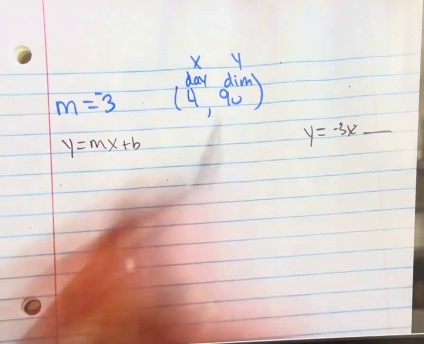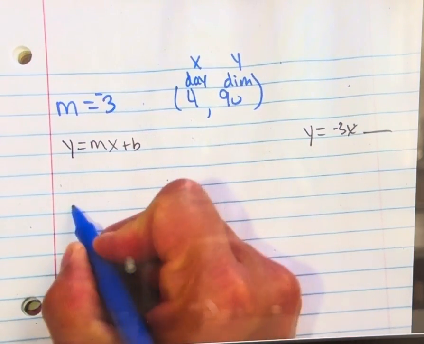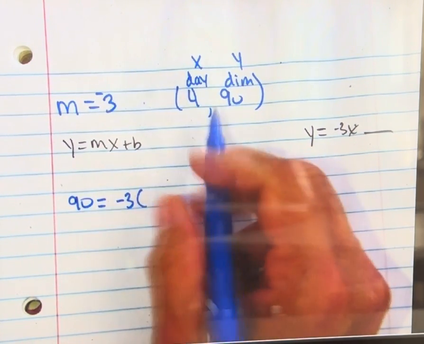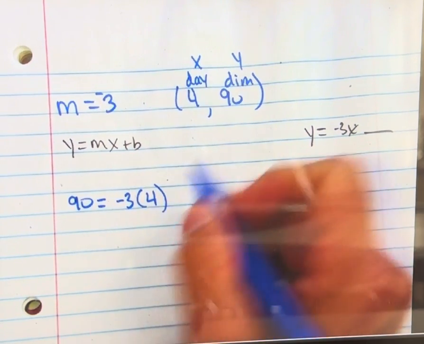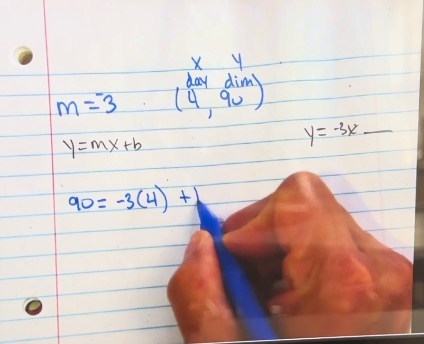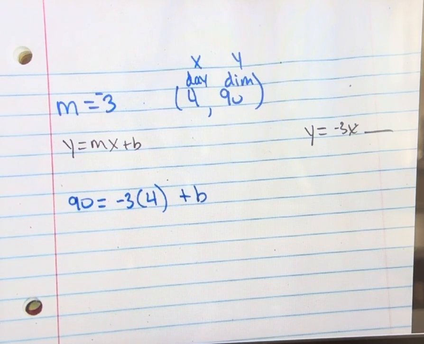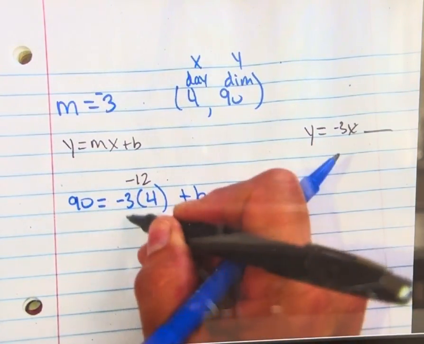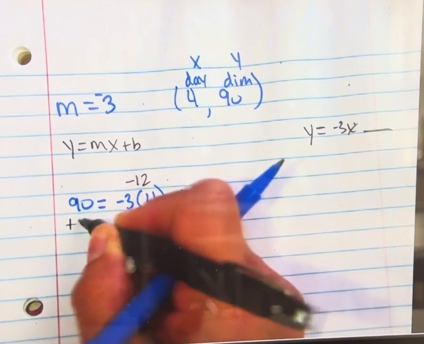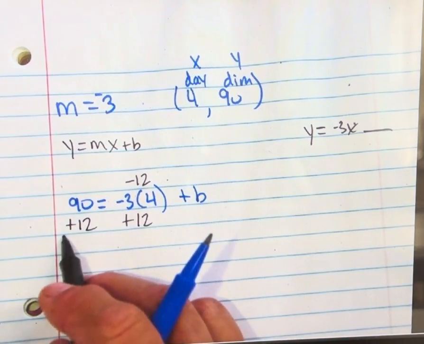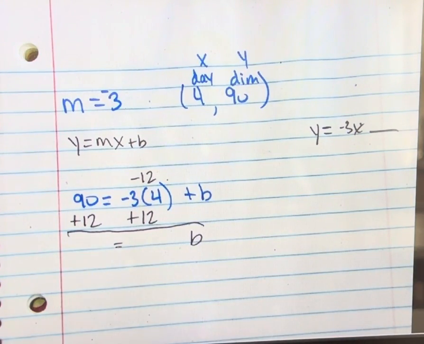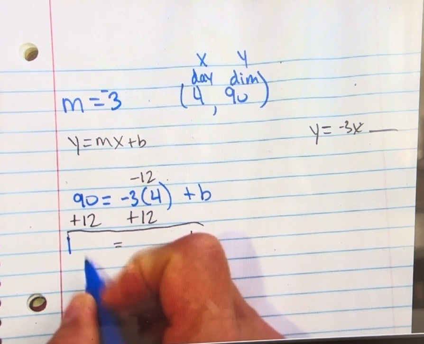So our y value is 90. So we have 90 equals our slope times the x that it gave us, plus the b that we don't know. So what is -3 times 4? -12. What's the opposite of -12? So add 12 to both sides. Skipping the step of rewriting. So b equals what? 102.